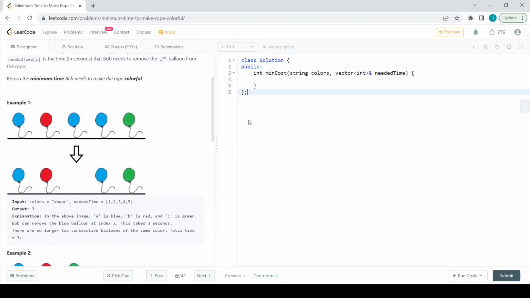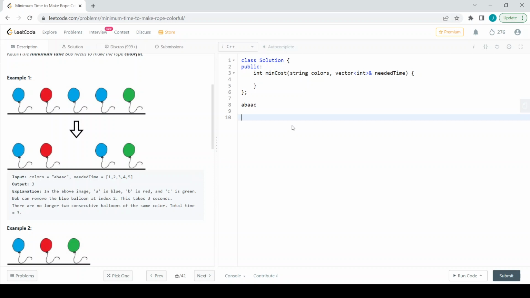So here we have been given the colors A, B, A, C. You can consider A as one color, B as one color and C as one color. And the needed time is 1, 2, 3, 4, 5. As you can see, there are two consecutive balloons with the same color, so we have to find the minimum time possible. We have to remove one balloon which has the minimum time. So we will be removing the third balloon, which has a needed time of 3. So the answer for this is 3.